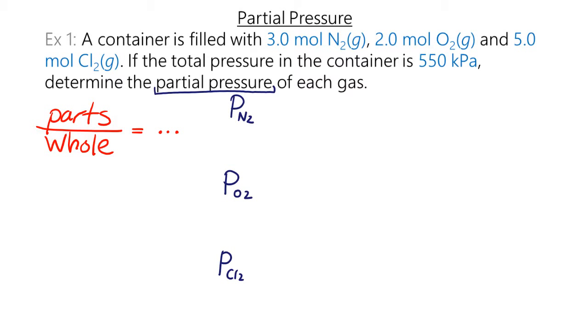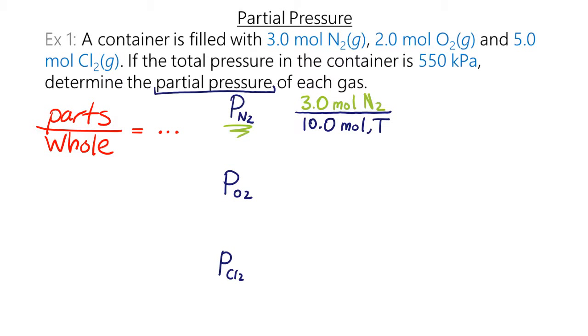Let's first determine the partial pressure of nitrogen. So we know the number of moles of nitrogen there are. There are 3 moles of nitrogen. And we're going to divide those 3 moles in a ratio by how many total moles there are. So remember we said it is parts over whole. When we zoom in on the part of the system that is nitrogen, there are 3 moles of nitrogen and a total of 10 moles. And usually I abbreviate total as a capital T, just to save space. So 3 moles out of a total of 10 moles.